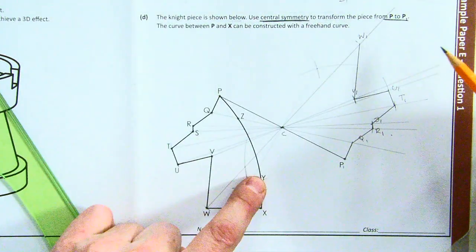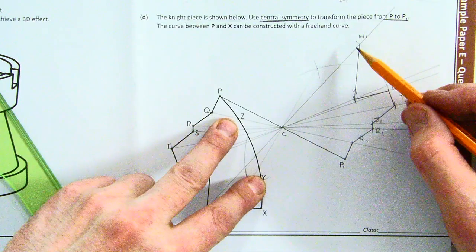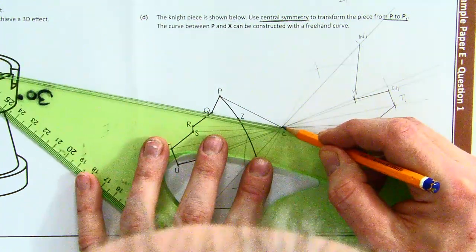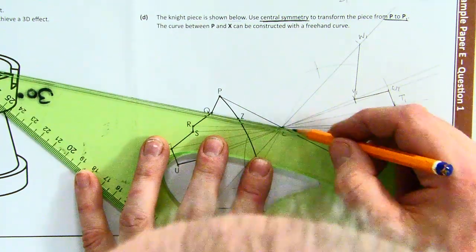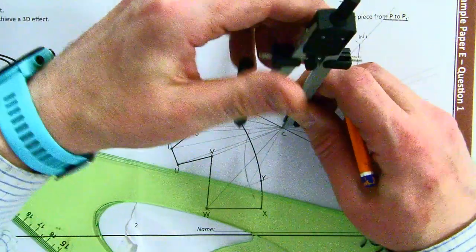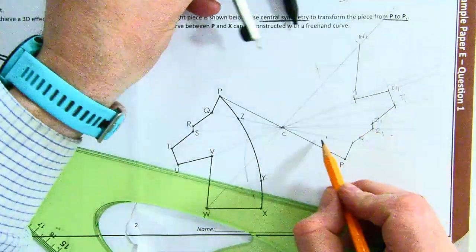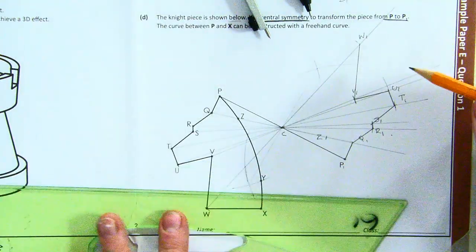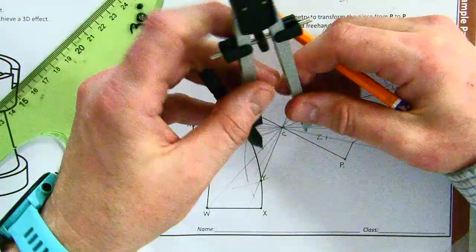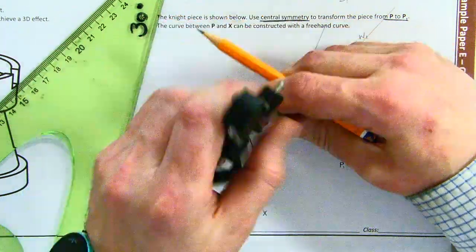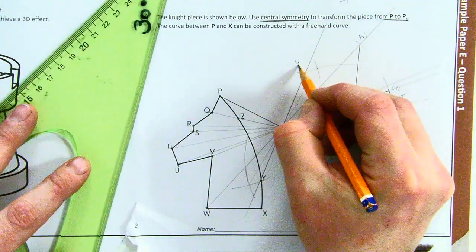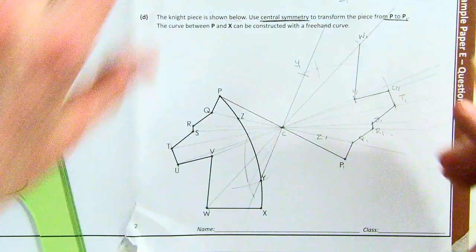Now, these points here, Y and Z, they're on a curved line. So you're going to find those 2 points, and then you're just going to freehand them in. So Z is kind of along this blue line. So we'll measure out here to Z, rotate that around, and then Y. And so X as well.